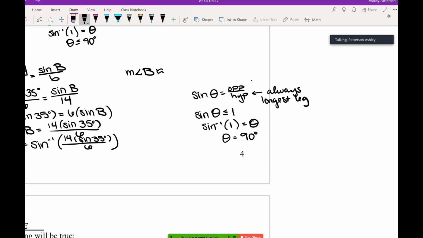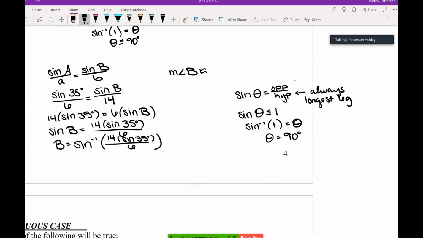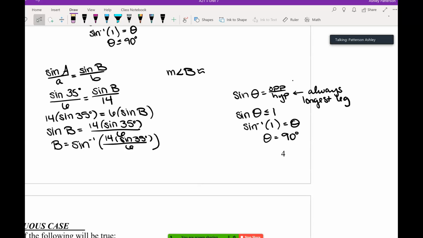Whew, okay, two very important pieces of information here, you guys. First, if the sine of theta can't be greater than 1, then we can't take the inverse sine of 1.3333. That can't happen. So you can never take the inverse sine of a ratio larger than 1. Why? Because of this very important piece of information. So, this triangle is not possible.